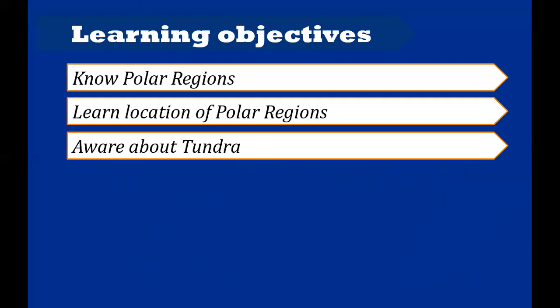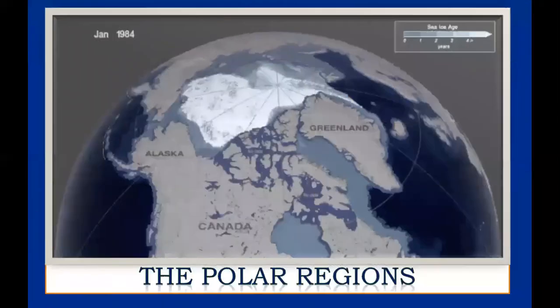So what are the main objectives? You will know about the polar region, you will learn the location of the polar region and about the people. So here you can see the North Pole, and you have the Arctic Ocean, and you can see the places Alaska, Canada, Greenland, Finland, Norway, Siberia. These places come under tundra. And the meaning of tundra is very cold.